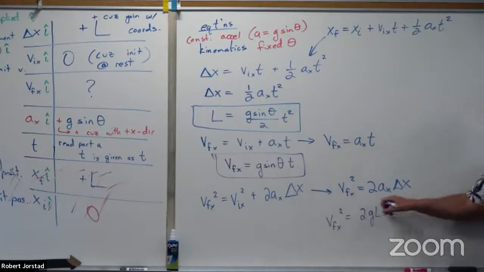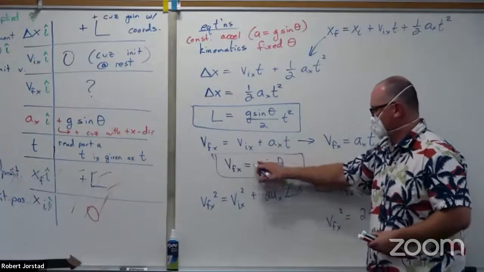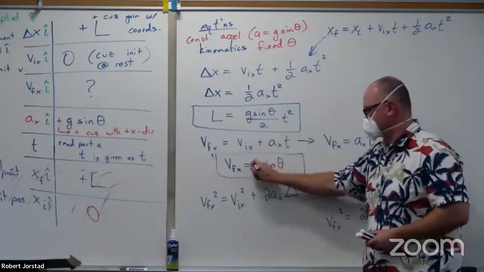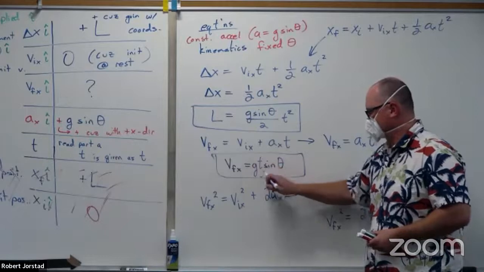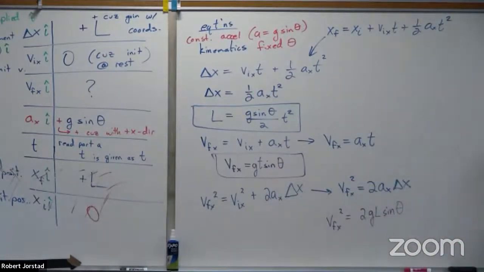Here I moved the L over just so it's sitting out in front of the sine theta. I probably should have done that right here too, so I'm going to do that right now. Usually we leave the sine theta sitting there at the end. So again, I just rearranged it a little bit. Is everybody okay with that?